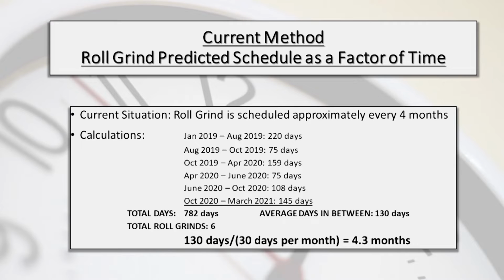We calculated about when a roll grind is scheduled, and it's approximately 4.3 months on the current method, and that is variable a lot right now because we end up scheduling earlier or later depending on what happens and how much product is run. So this is really just a general idea.